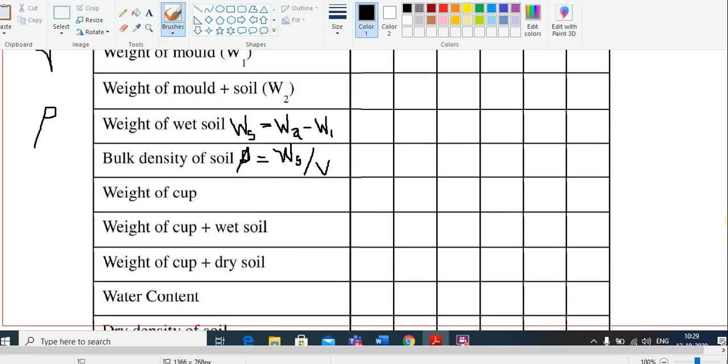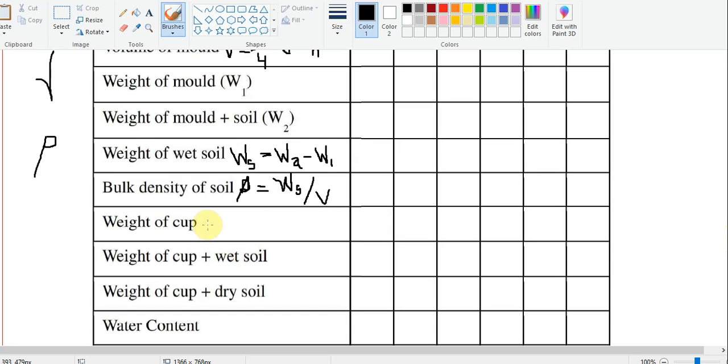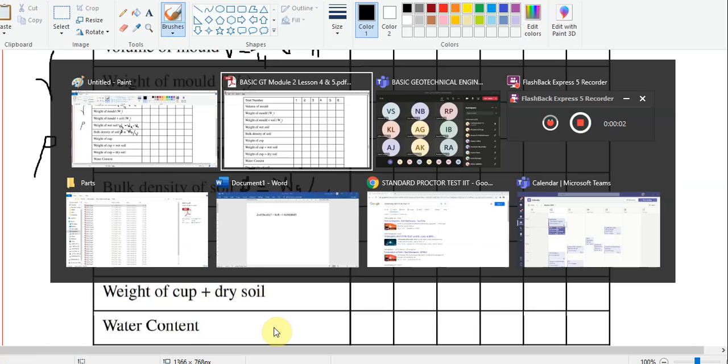And to calculate dry density, I need water content. So I'll take empty weight of the cup. Next, I'll take weight of the cup plus weight of wet soil, and then I'll keep it in oven. I'll take weight of cup plus dry soil. I can calculate water content by oven drying method. Okay. So after I calculate water content, I can calculate dry density.